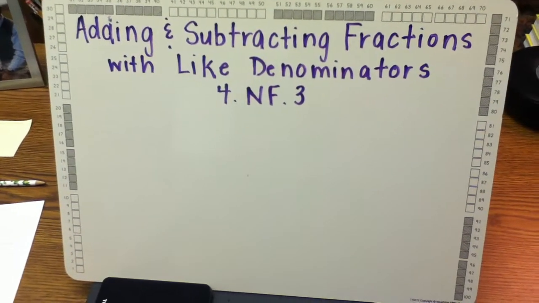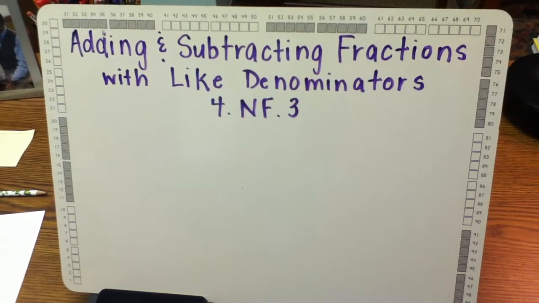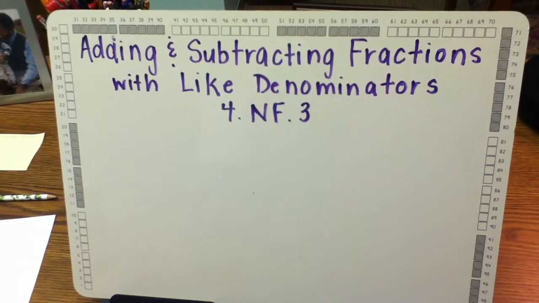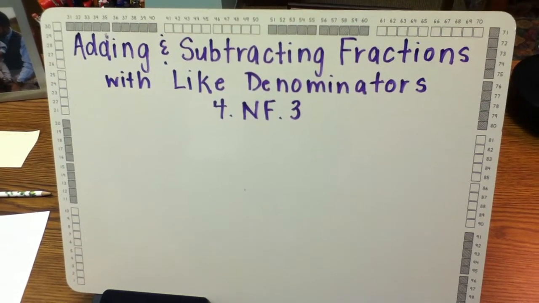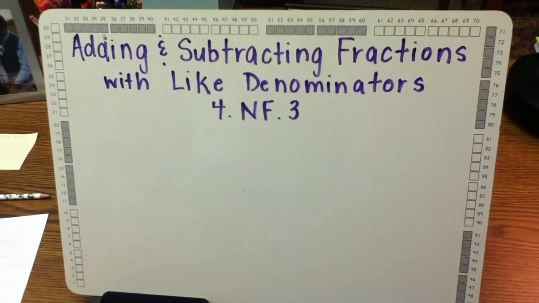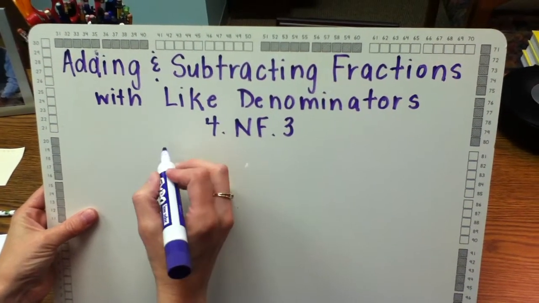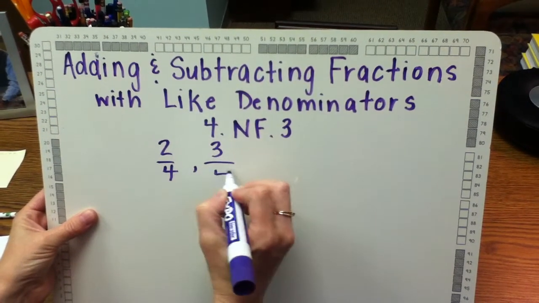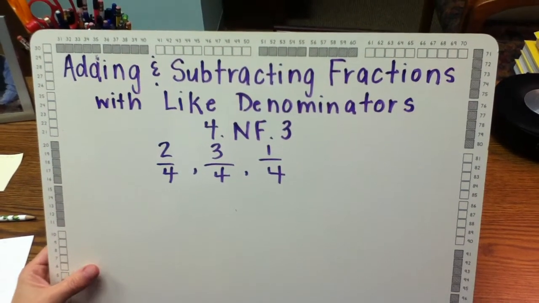So for example, a cake recipe calls for you to use 2/4 cup of water, 3/4 cup of milk, and 1/4 cup of oil. How much liquid was needed to make the cake? So I can use a visual model to help solve that problem. So the fractions that I had were 2/4, 3/4, and 1/4. And I want to know how much liquid that is.